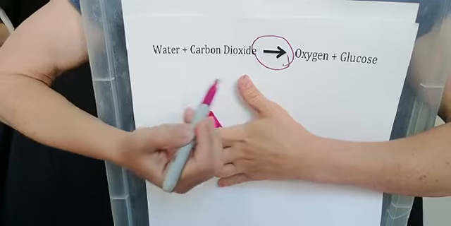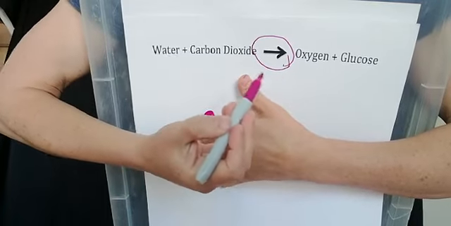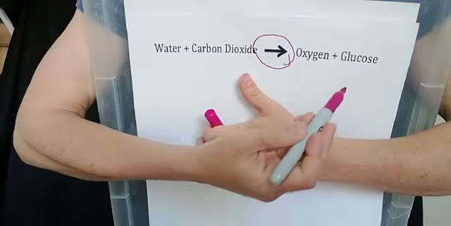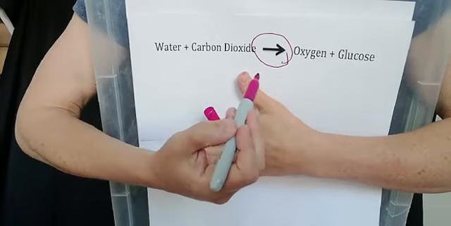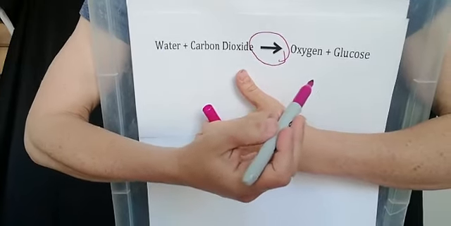And the reason you put an arrow is water plus carbon dioxide doesn't equal oxygen and glucose. It's not exactly the same. The plant uses these things to make these things. So you'd say water plus carbon dioxide becomes oxygen and glucose.